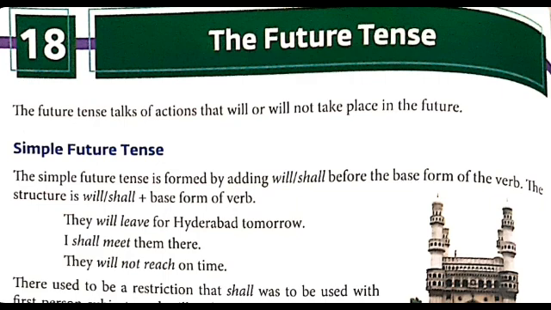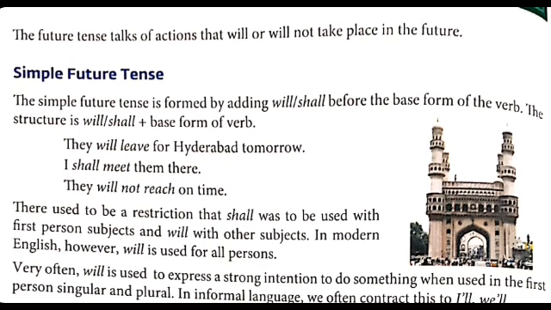Now, simple future tense is formed by adding will or shall before the base form of the verb. The structure is will or shall plus the base form of the verb. For example, they will leave for Hyderabad tomorrow. I shall meet them there. They will not reach on time. So this is the simple future tense. How is the structure? It is will or shall plus the base form of the verb.